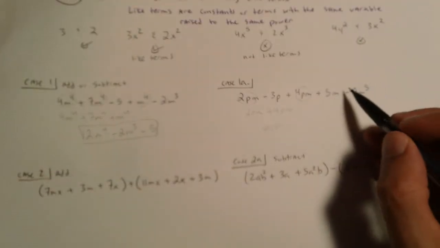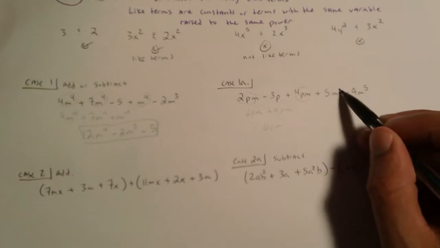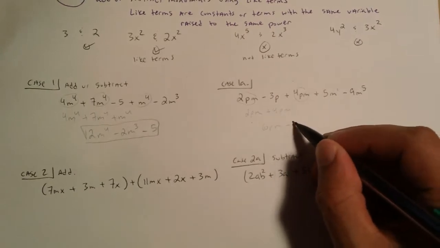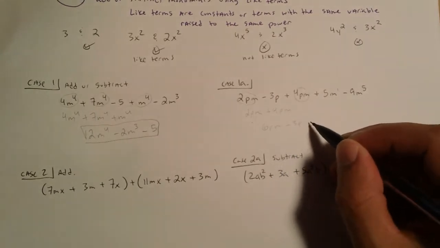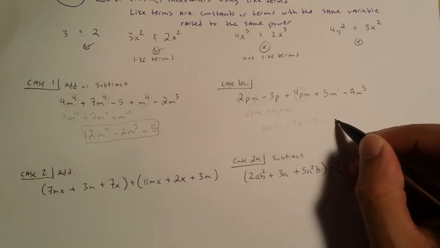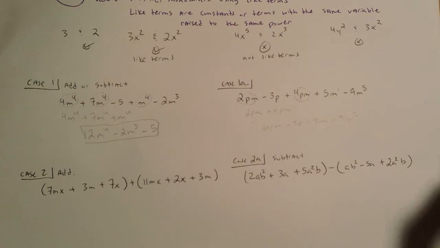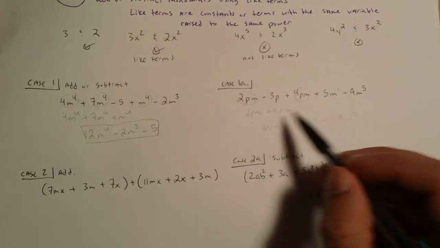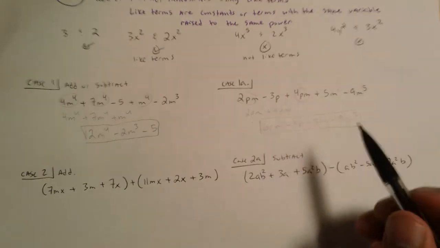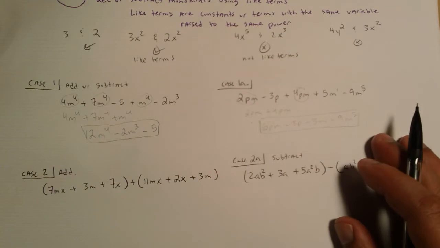Although these have the same variable, they share different exponents, because the exponent here is the imaginary 1. So we would just have it as 3p plus 5m to the 1st power minus 9m to the 5th power. And that should be pretty much it for our answer for 1A.